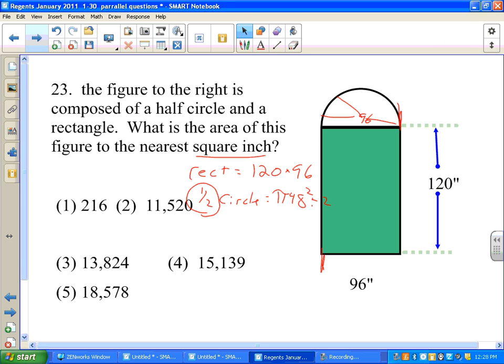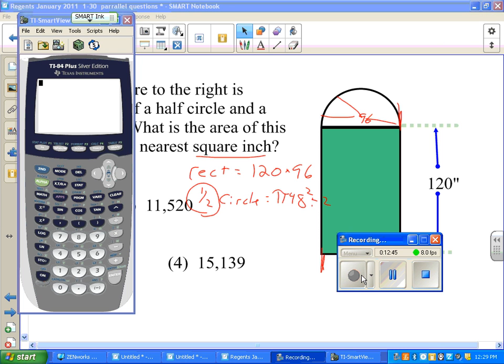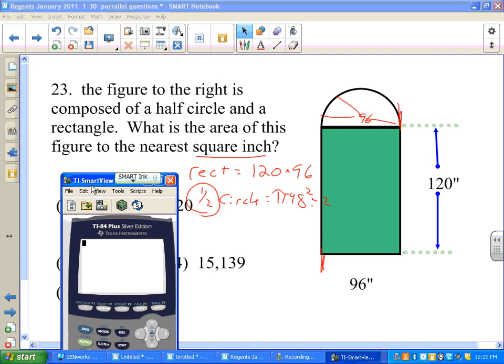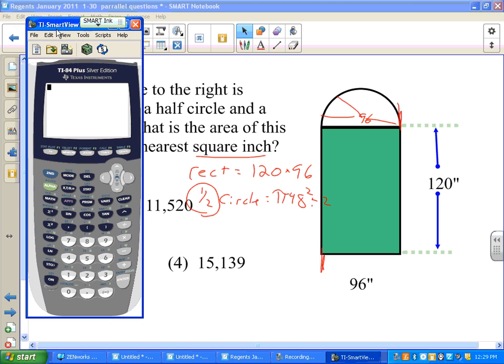Let's do this with a calculator. So we're combining this, making sure we don't have to find what is the area of the figure. Okay, so it's not asking us for a shaded area, it's just asking us for the total figure. The rectangle is 120 times 96. We're going to add onto it the area of this half circle.